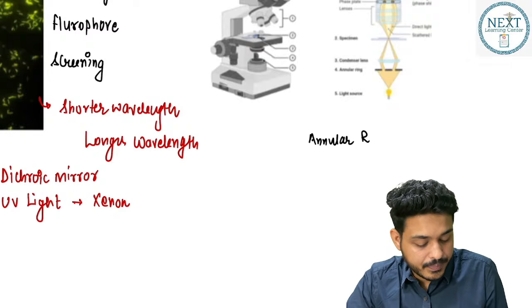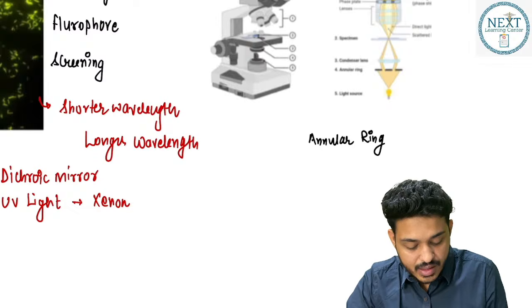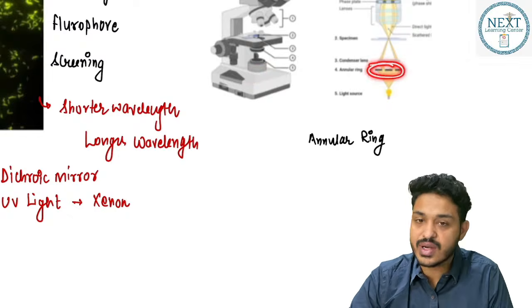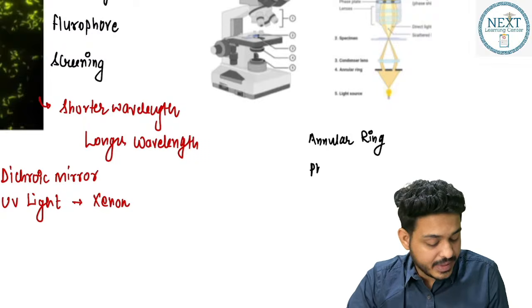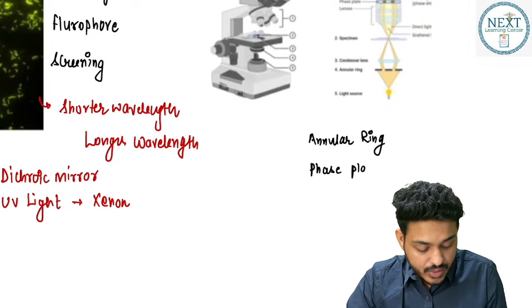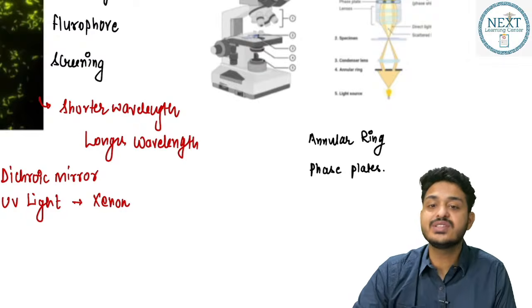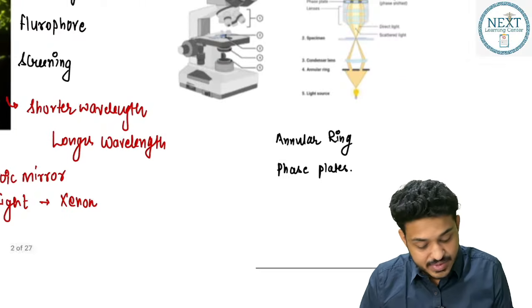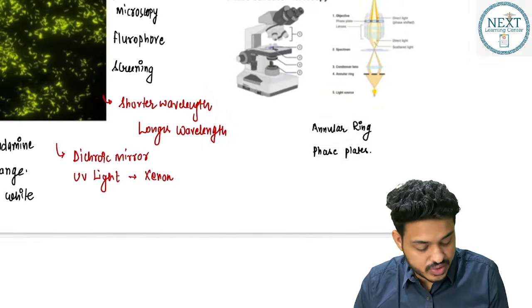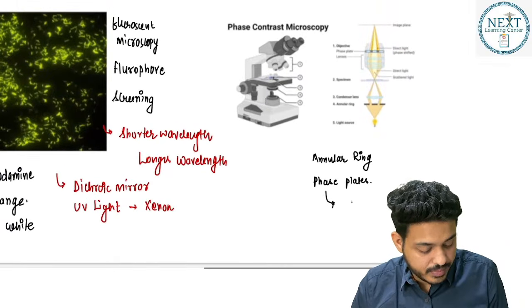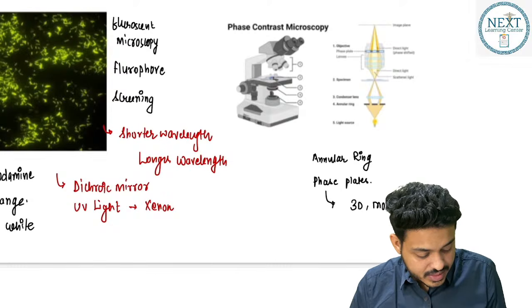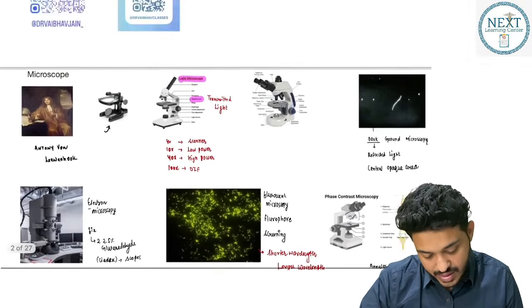Annular ring, that you can appreciate. This is a ring-like structure which is going to be completely surrounding this particular area. This is your annular ring. And here you will be having phase plates, which produce some changes, and because of that the organism is going to appear moving. This is going to give you maybe 3D pictures, and you can identify the motility of the organism. This is due to phase contrast microscopy.